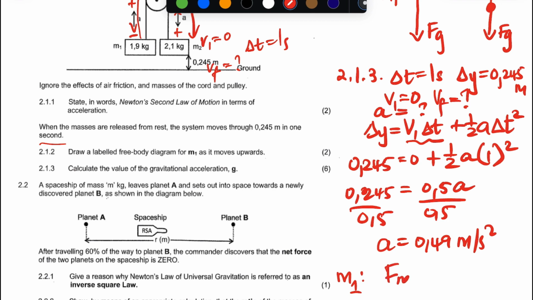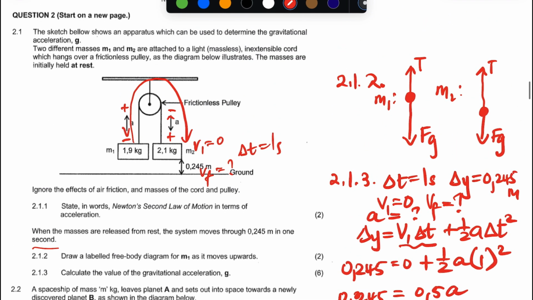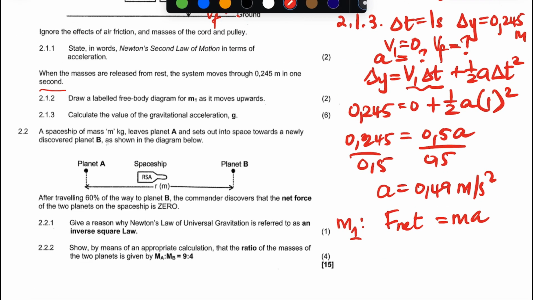We'll say F net is equal to ma. And then what are the forces that are acting on mass 1? It's these two. And you must remember on mass 1, there's a tension force that is going up, that is positive, and there's a gravitational force that is negative. So we'll have the tension force that is upwards and the gravitational force that is negative equal to ma.